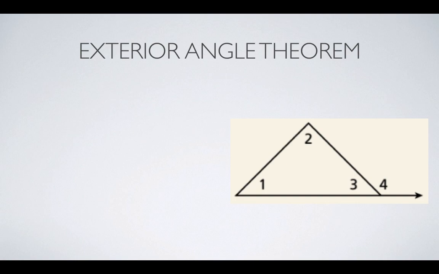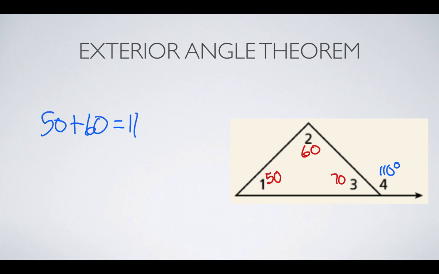So what I'm going to do is I'm going to say that the measure of angle 1 is 50 degrees. The measure of angle 2 is going to be 60. And the measure of angle 3, because 50 plus 60 is 110, is going to have to be 70 degrees. So we already have angle 4 drawn out. Angle 4, if angle 3 is 70, has to be 110 degrees because they are a linear pair. And if we look at this, 50 plus 60 does equal 110.